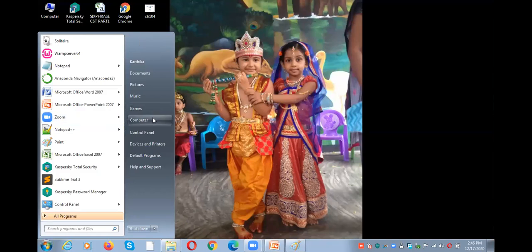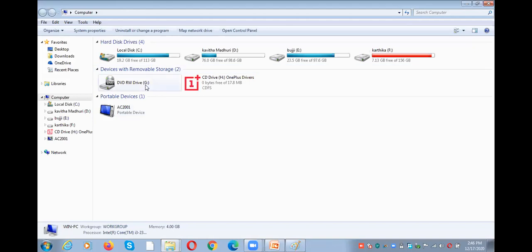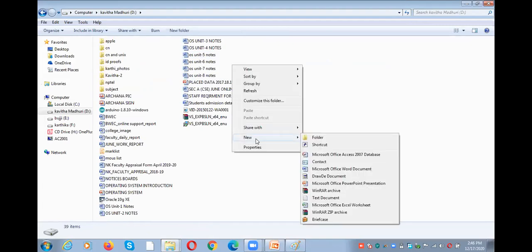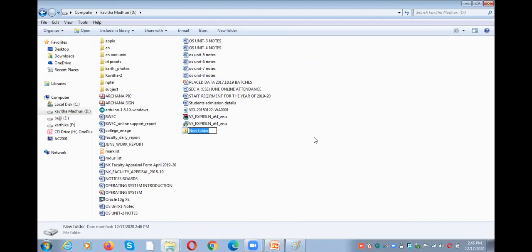Okay, for example, this is a directory. In this particular directory we have a number of files and folders. What I would like to do here is create one folder called sample, right?